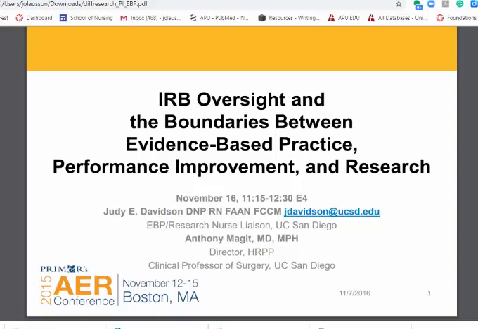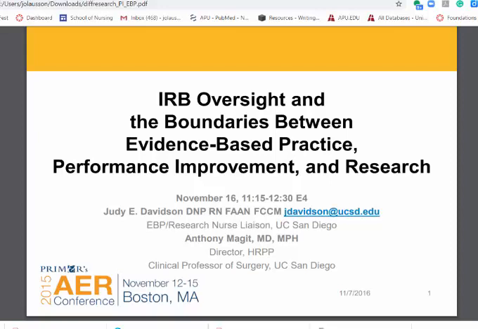Hi everybody. I wanted to take a minute to go over the difference between EBP and research. I got these slides when I attended a conference for people who are on institutional review boards.